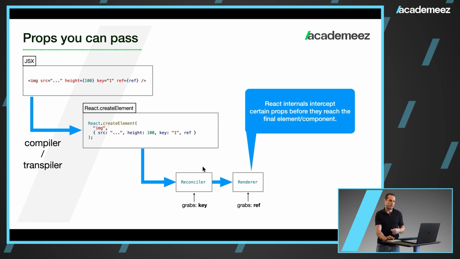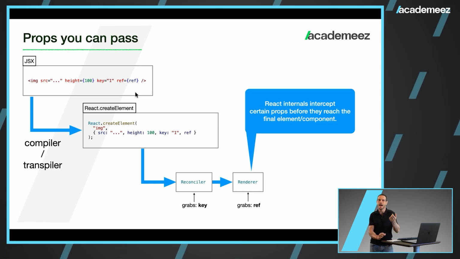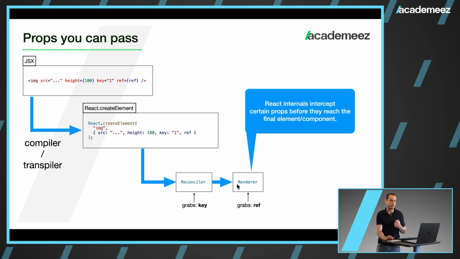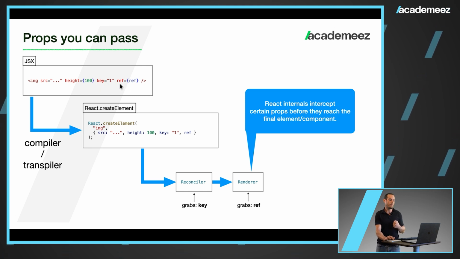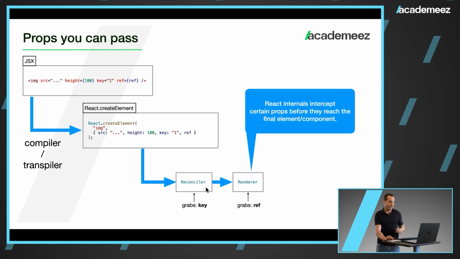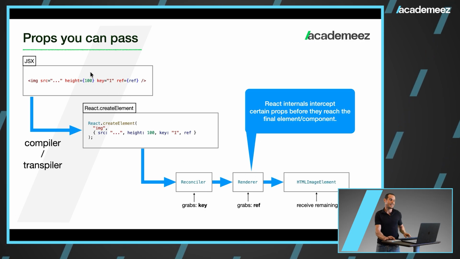Certain of those props are React internal props. This means that React is grabbing those props and using them in its internal tools, like the reconciler and the render. For example, the key and the ref do not belong to an image DOM element. Those are React internal props. React is going to grab them, and after it grabs all those internal props, it will pass the rest of the props to an HTML image element.